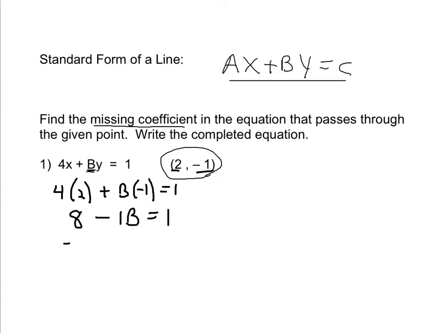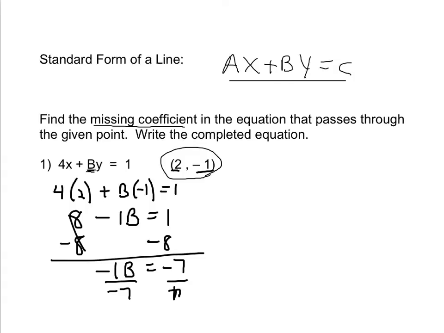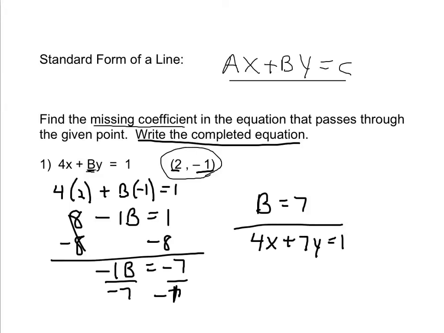Okay, now we'll subtract 8 from both sides. Then we'll get -1b equals -7. Divide by -1, -1, and we get b is equal to 7. Then it says write the completed equation, so I get 4x, and instead of b now I have 7y equals 1. Pretty simple type of question for standard form. Alright, let's move on.